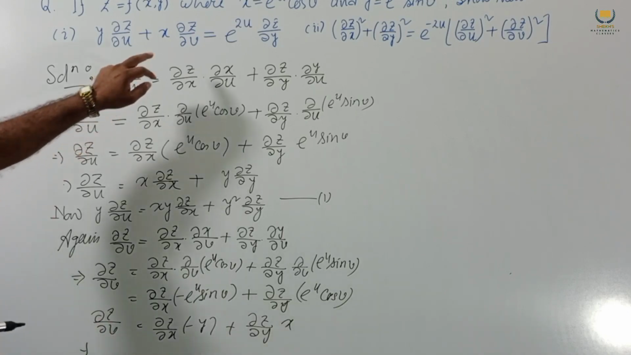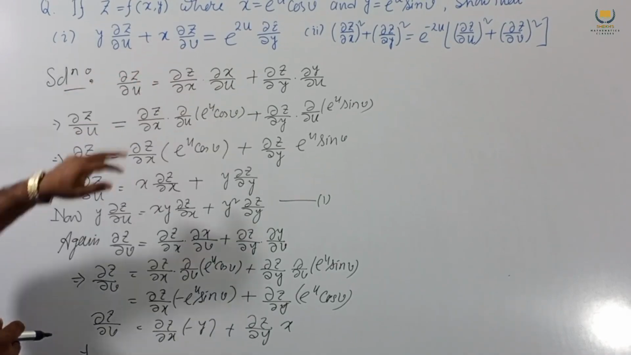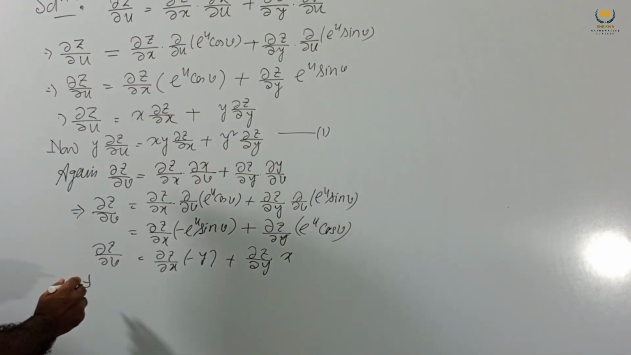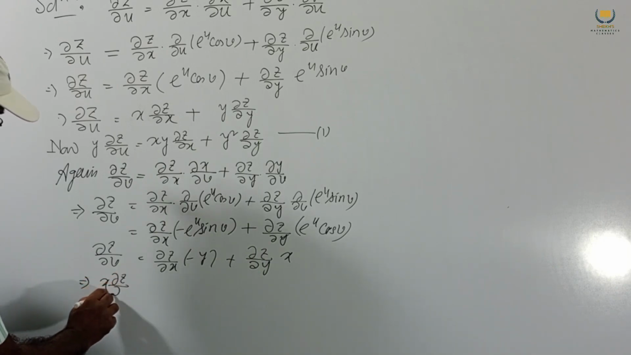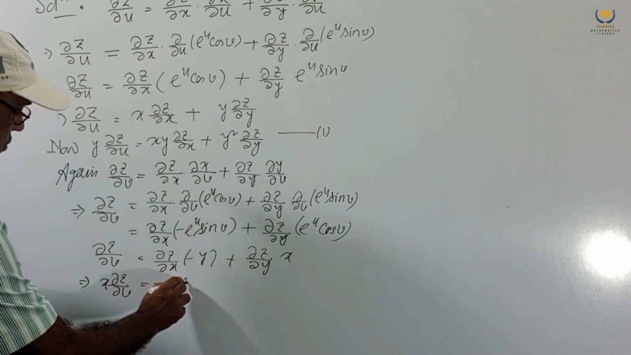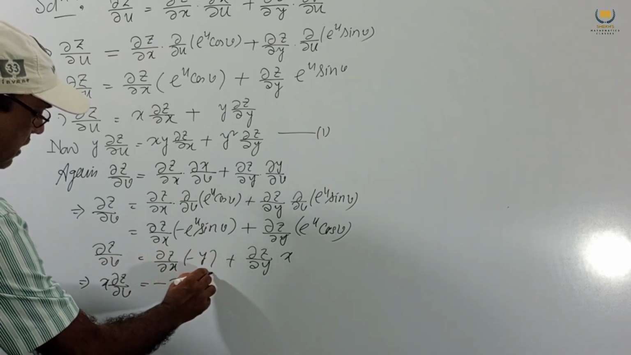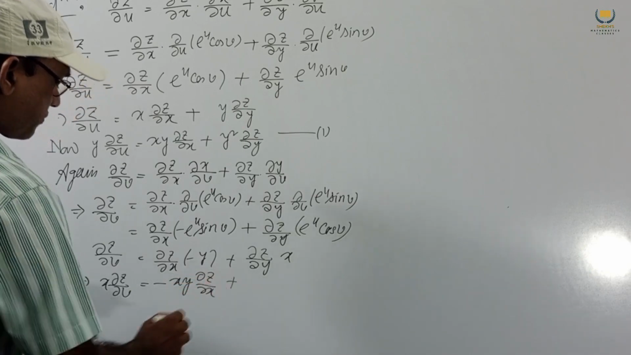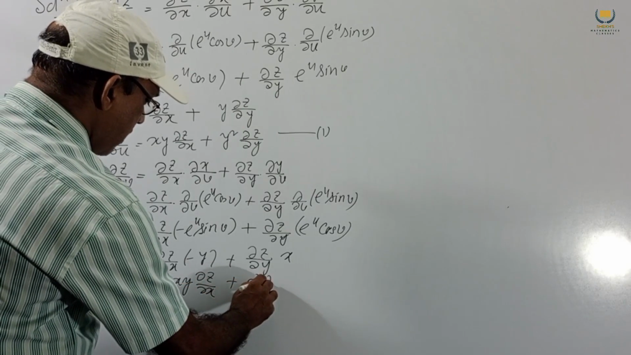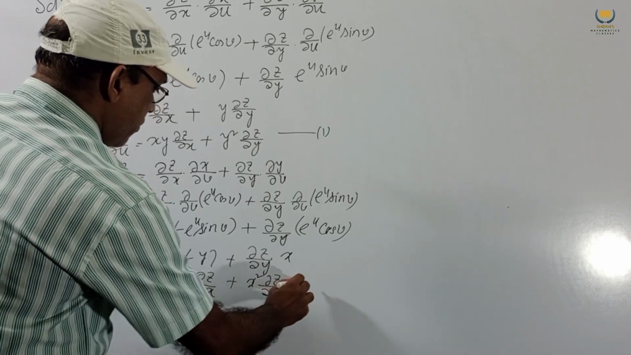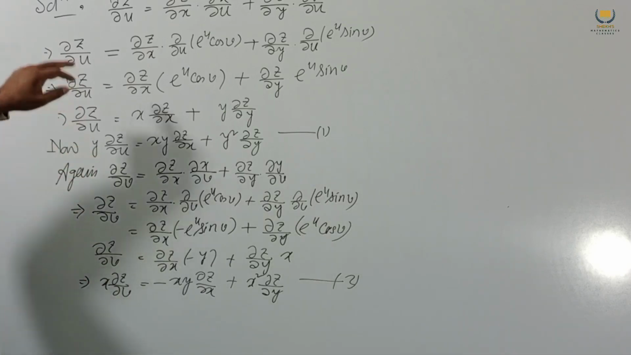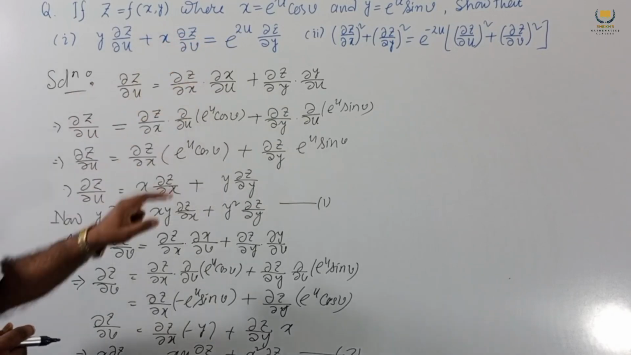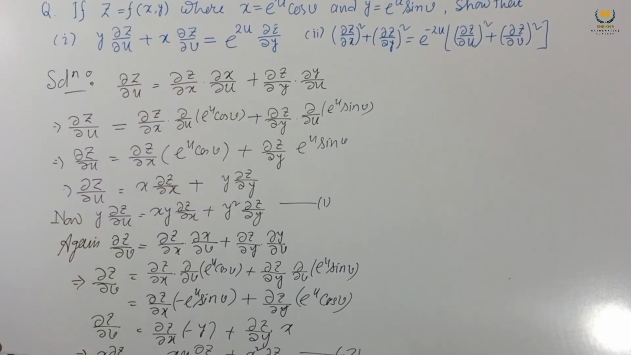Now in our answer del z del v is multiplied by x, so we multiply both sides by x. We get x del z del v equals minus xy del z del x plus x square del z del y. This is number 2. But in our answer we need y del z del u and x del z del v, so we just add these two.